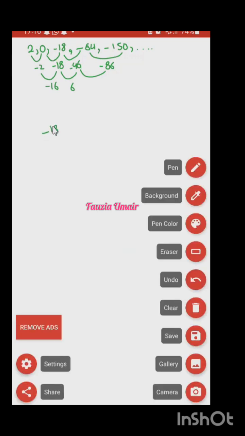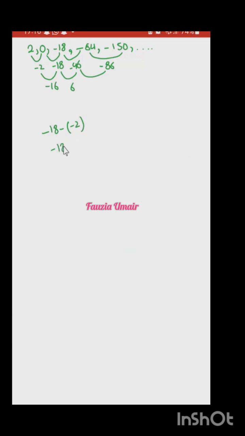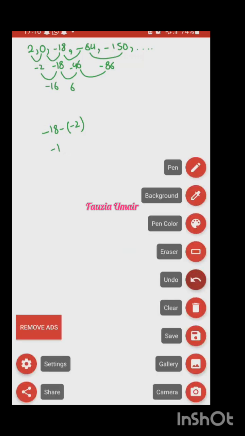Minus 18 minus minus 2. It is like this, right? Second term minus the first term. So it will be minus 18 plus 2, because they are added together, so the answer will be minus 16. Are you clear? Yes, miss. It's not multiplication of negative numbers, it's addition. Okay?